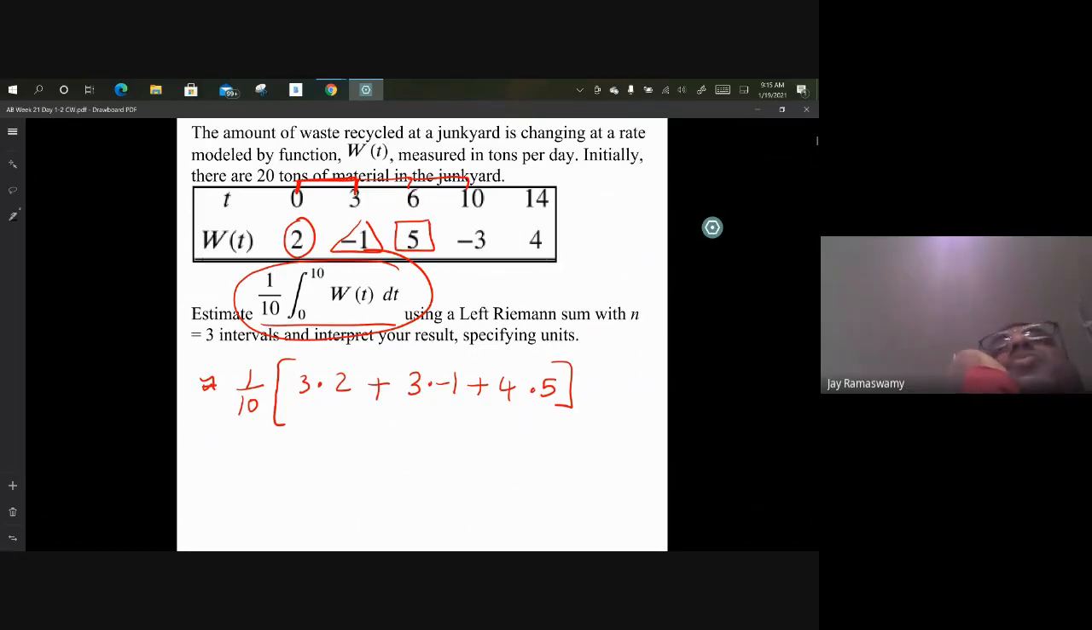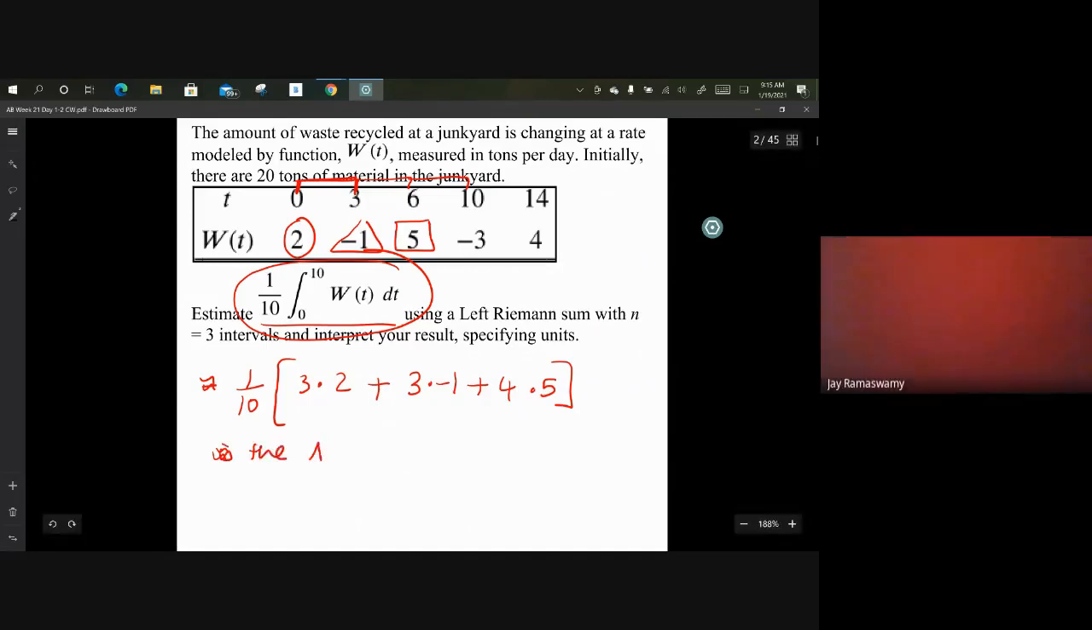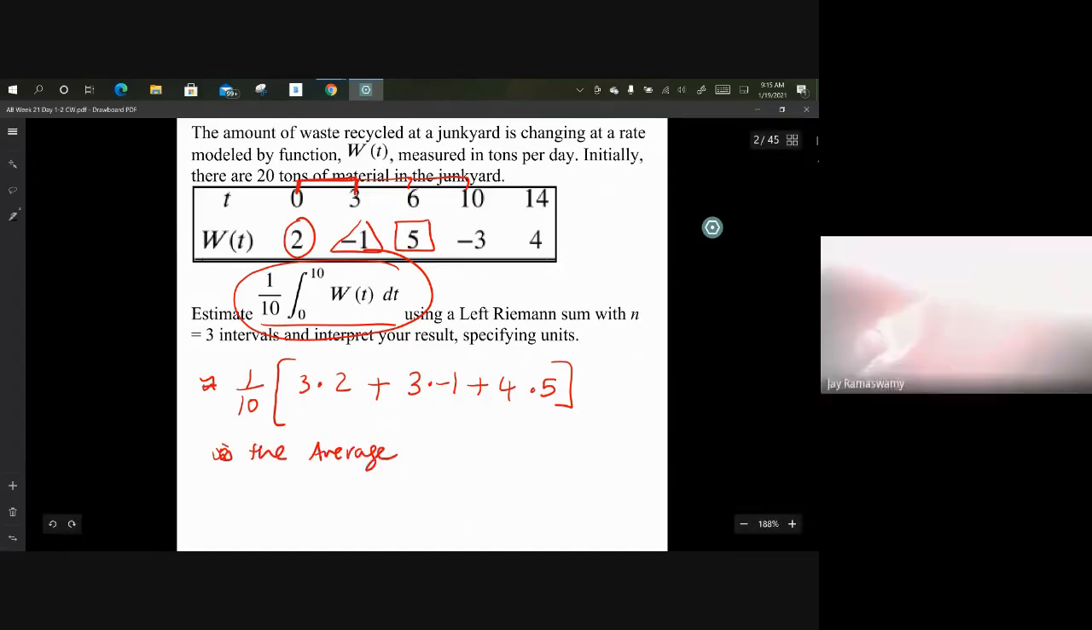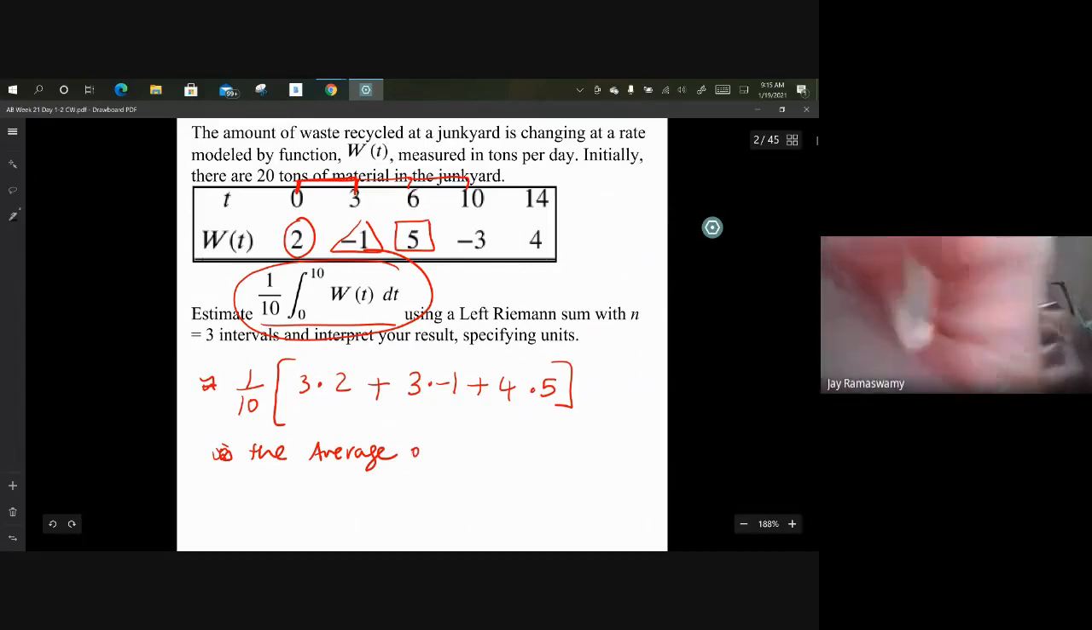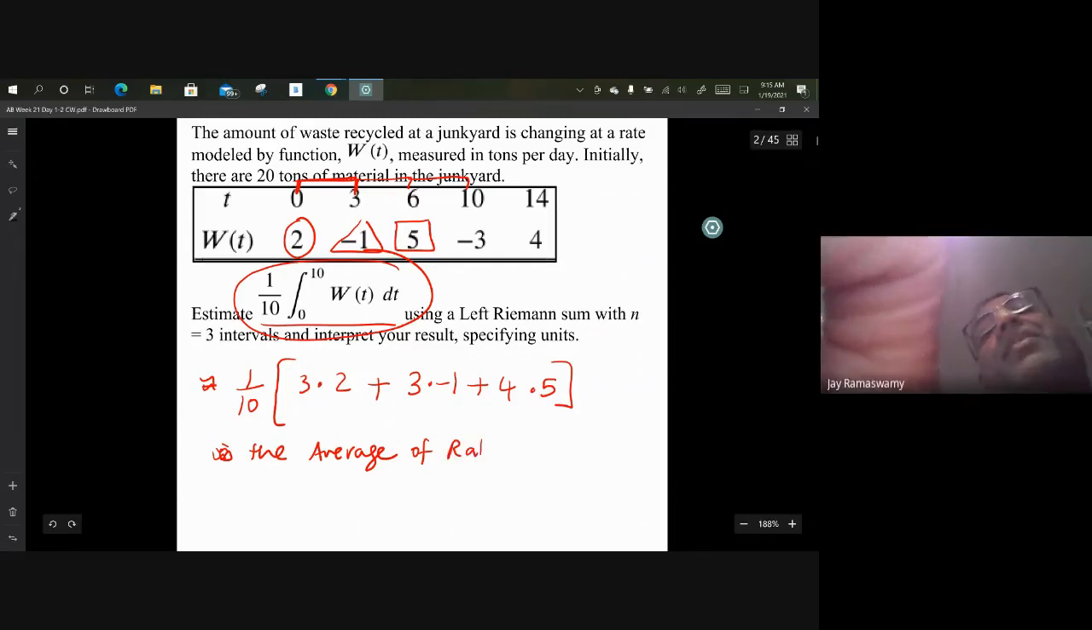And it should match up. It's one of those 3 interpretations. It has a 1 over 10 outside and an integral. So which one does that remind you of? Average rate of change. Okay, it is the average, do not overthink it, of W of t. So it's the average of, look up in your notes, what did W of t stand for? The rate of change. Thank you, love you. It is the rate of change.